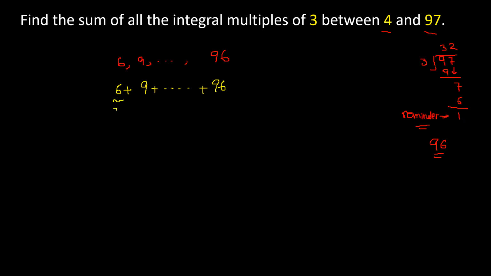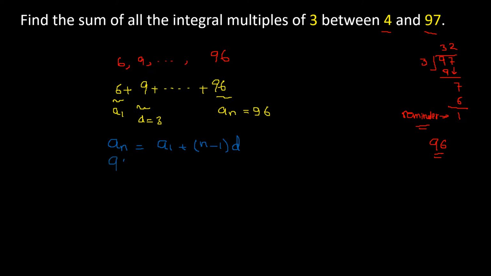Here a1 is given, d is given, which is 3, and an is given, which is 96, and I don't know n. So before using the formula for Sn, we need to calculate n. To find n, we use the formula we know from the previous lecture: an equals a1 plus n minus 1 into d. We know a1, d and an, so we can find n.